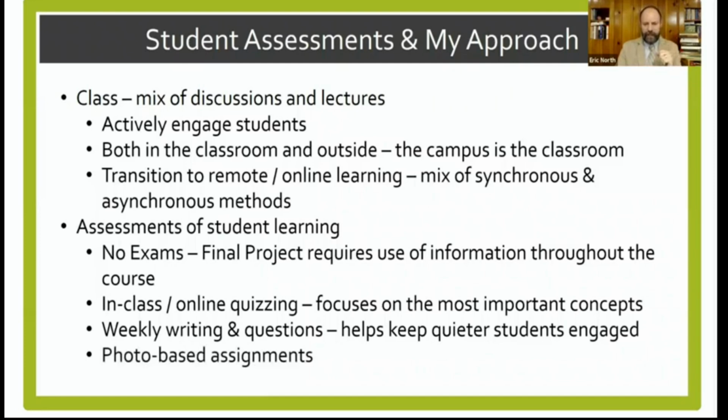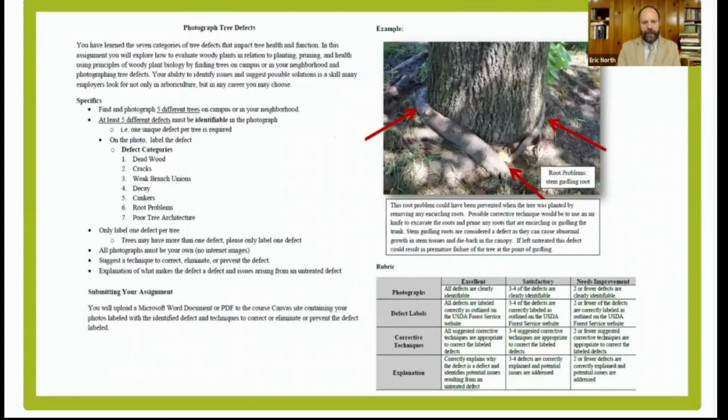And the photo-based assignments. I've really gotten into this over the last few years, even before COVID. Here's an example of that. To look at tree defects, I give them the defects we've talked about in class. They have to go out and find 5 different trees with 5 different defects. They have to take a picture, draw circles and arrows, and write a paragraph on the back of each one.